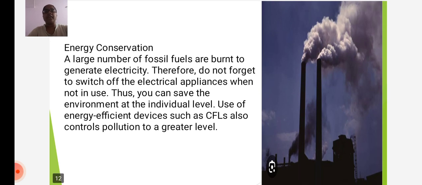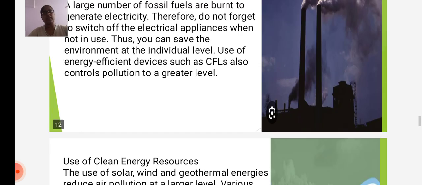The second thing is energy conservation. A large number of fossil fuels are burned to generate electricity. Therefore, do not forget to switch off the electrical appliances when not in use. Thus, you can save the environment at the individual level. Use of energy efficient devices also controls pollution to a greater level.